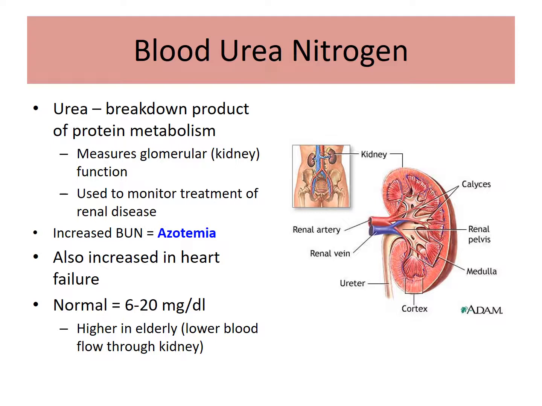Blood urea nitrogen, or BUN, is another biomarker that helps give an indication of renal function. So urea is a breakdown product of protein metabolism, again used to measure glomerular filtration and renal disease. There's a word for increased blood urea nitrogen, and that is azotemia.